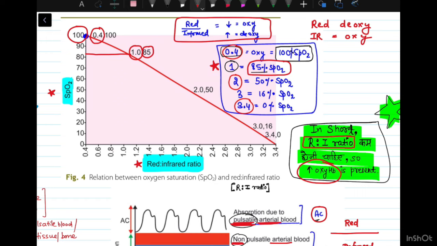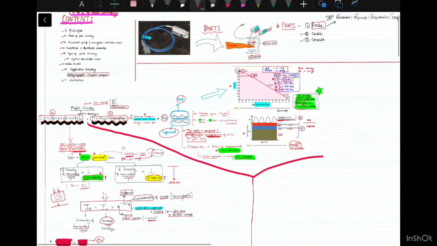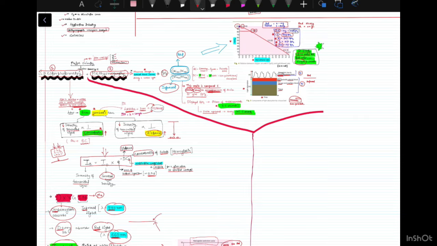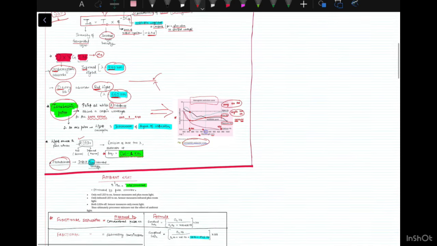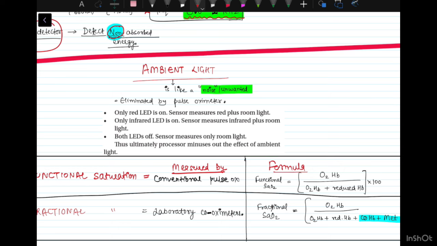Similarly, if we keep on increasing the value of R is to I, 2, 3, 4, the SpO2 will keep on falling. So these are the important values. At R is to I value 1, 2, 3 and 3.4. These are the most important values for R is to I. This completes our principle of pulse oximetry.